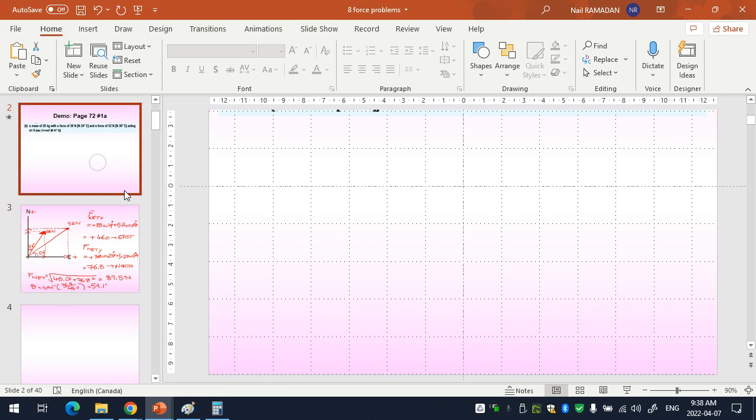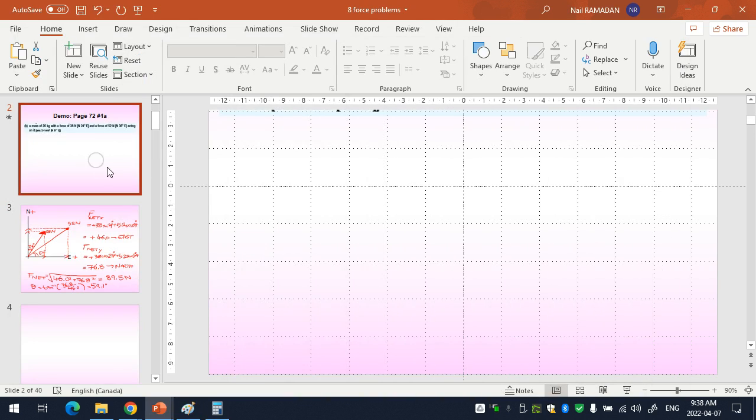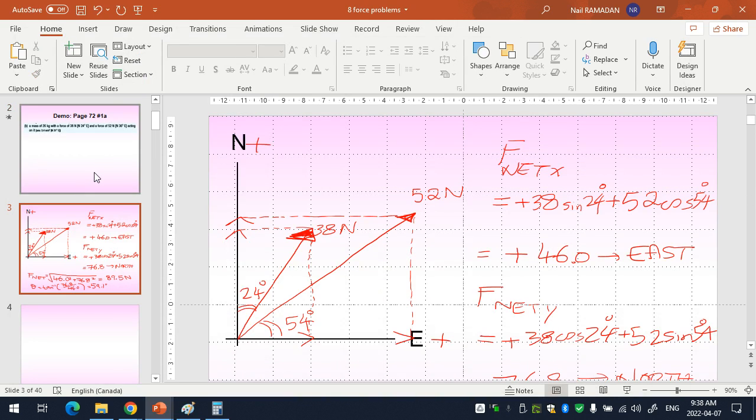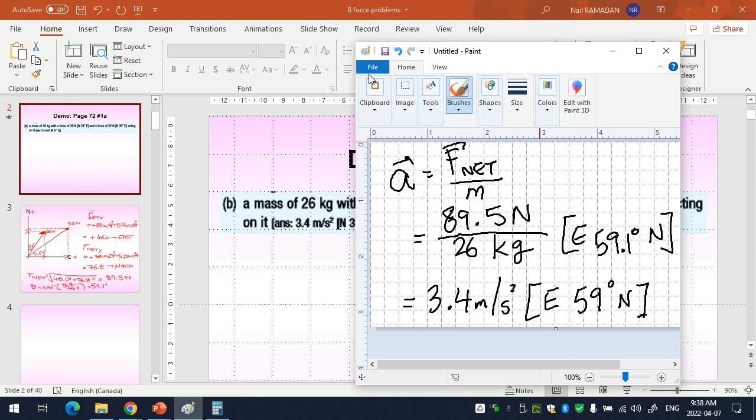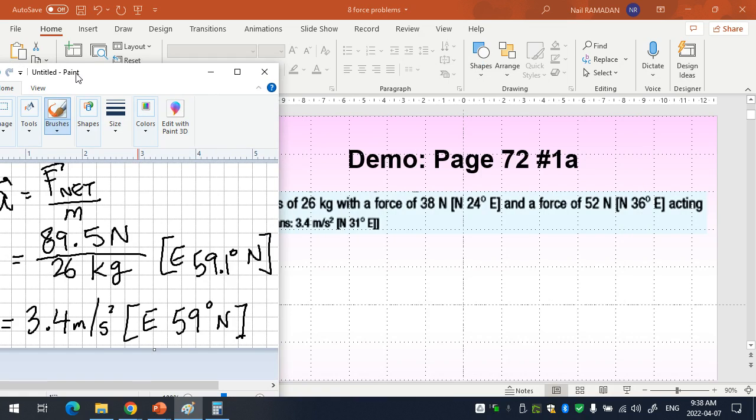Okay, let's compare what they got. There we go. 3.4, but instead of east 59 north, they did something different. I guess they wanted to keep the same notation as the problem. Are both of them correct? Yes, they are. Done. That's it.